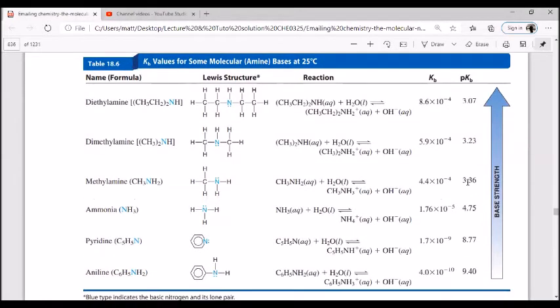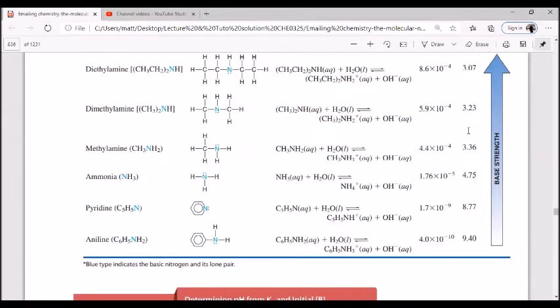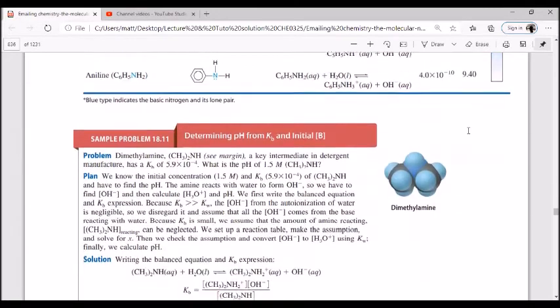Alright, as you see Kb goes down here, which means Kb is decreasing. Kb decreasing means the basicity of the solution decreases. So Kb decreases, pKb increases. Or we can say Kb increases, goes upward, base strength increases, pKb decreases. Alright, opposite. Similar to Ka and pKa, right? Similar to pH and the concentration of hydroxide ion. Okay, let me look at another example here.